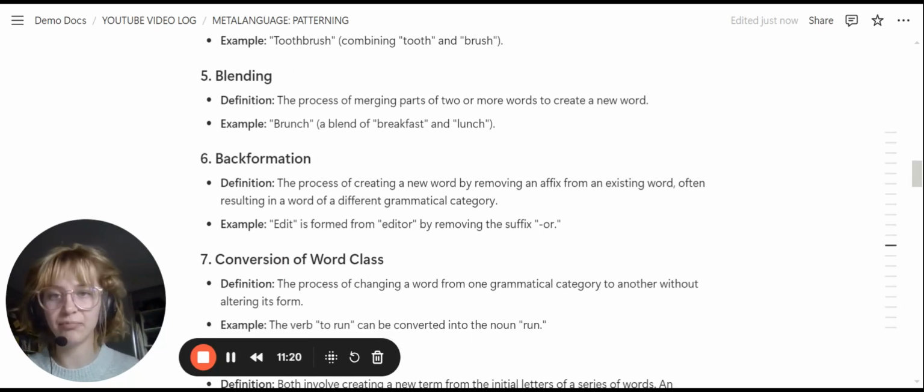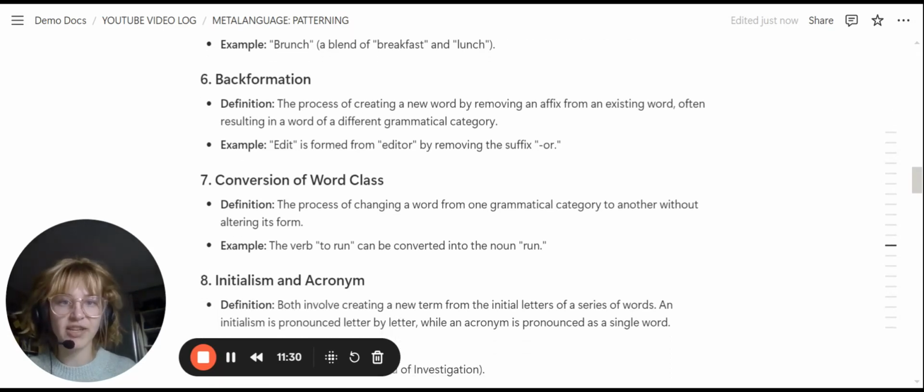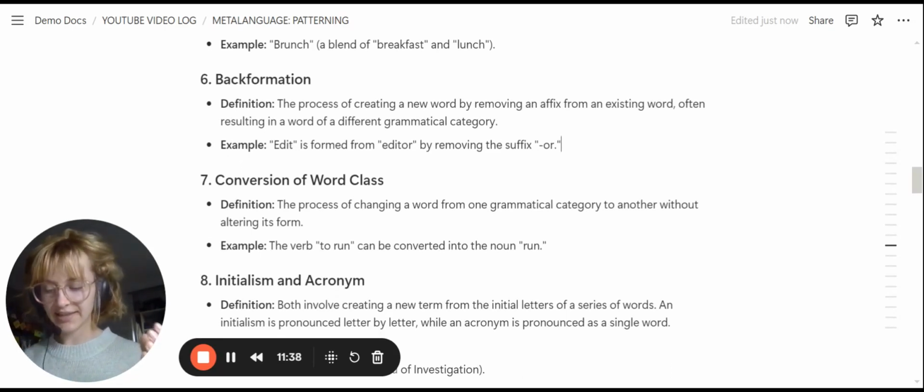Blending, classic brunch is the example for that, but you could also talk about frenemy, for example, if you come across a more modern text. Back formation, so this one extremely confusing, and in actual fact, never really used in exams, because when you're given the word that's backformed, you have no way of actually knowing that without having background information on the etymology of that word.